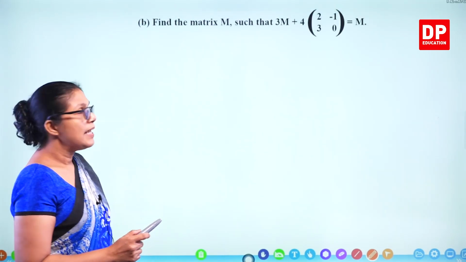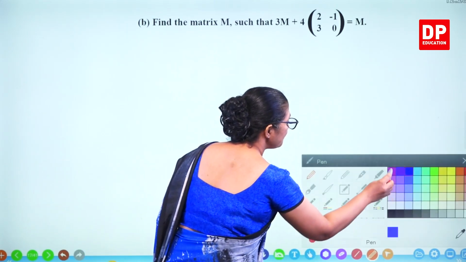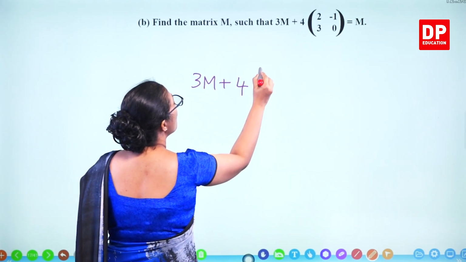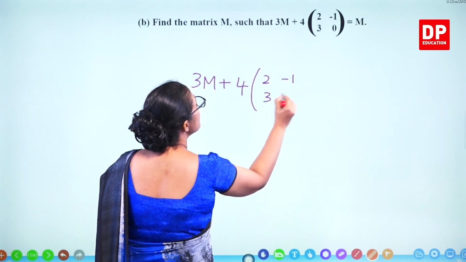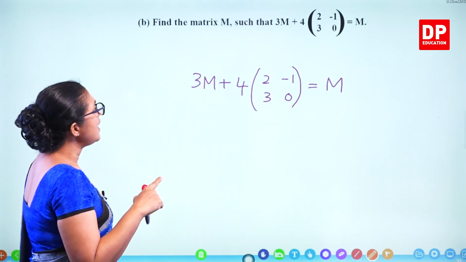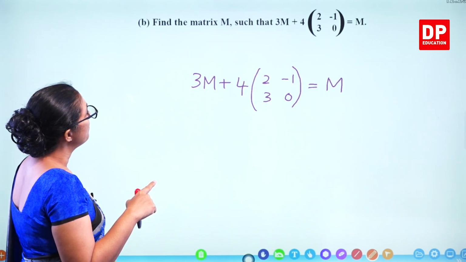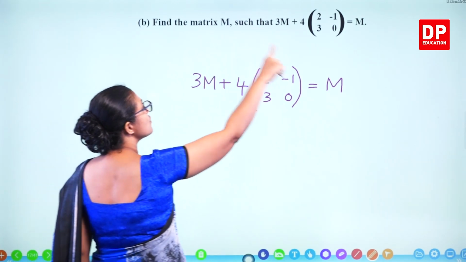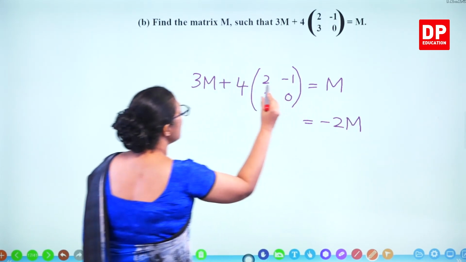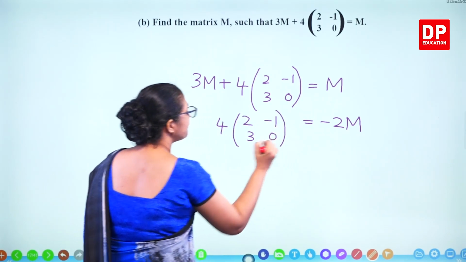Now we'll look at part B. This is about matrices. So you are given 3m plus the matrix 4, 2, minus 1, 3, 0 equals m. Take m to this side, you get 3m minus m. Or we can take this one to this side. So m minus 3m, minus 2m, equals the matrix 4, 2, minus 1, 3, 0.